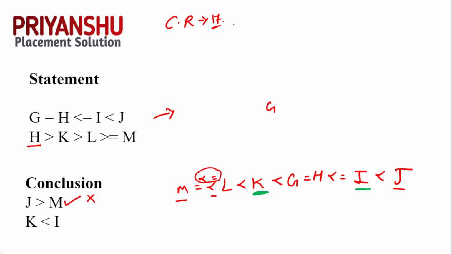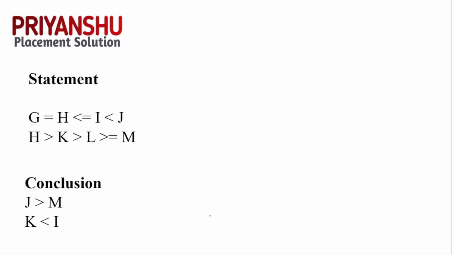So K and I: yes, obviously I is greater than K, so the condition is true. As you can see here, K < G = H, meaning K < H ≤ I. Obviously I is greater than K, so the condition proves, and only the second follows. The correct answer is only second follows. Clear, guys? Let's move to the next question.